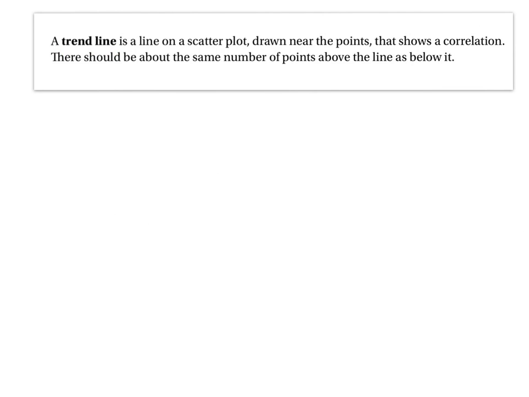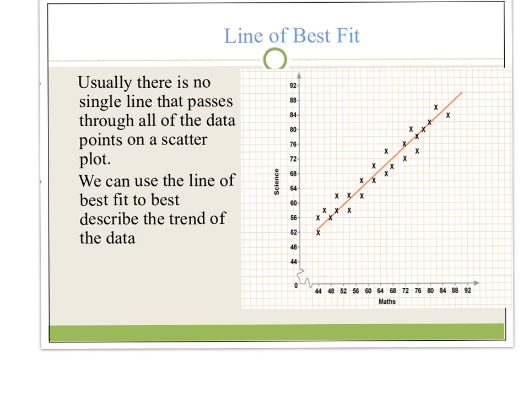A trend line is a line on a scatter plot. It's drawn near the points and shows a correlation. There should be about the same number of points above the line as below it. A line of best fit is a trend line that has about the same number of points above the line as below the line. Usually there's no single line that passes through all of the data. But we can use this line of best fit, this trend line, to describe the trend of the data.